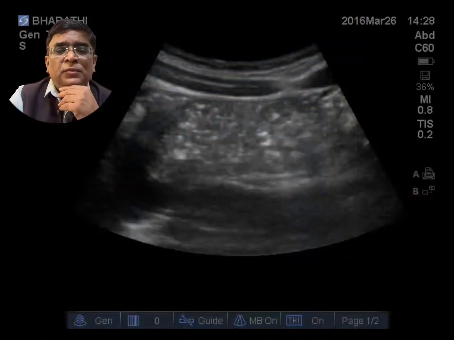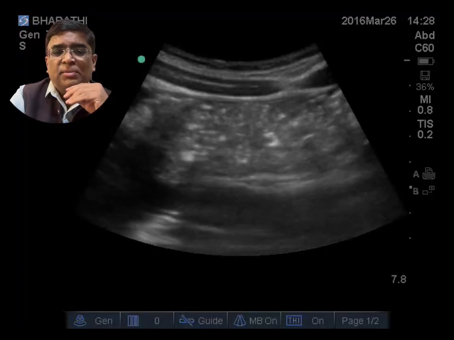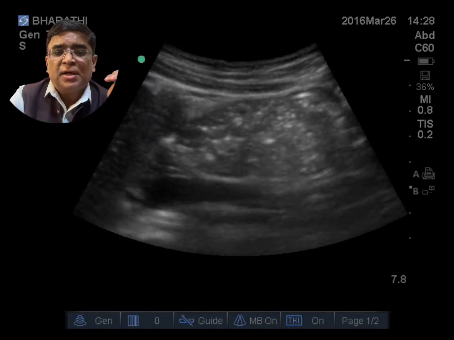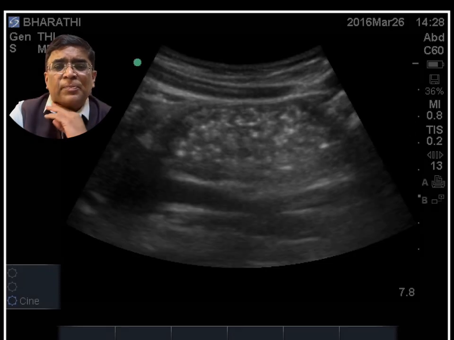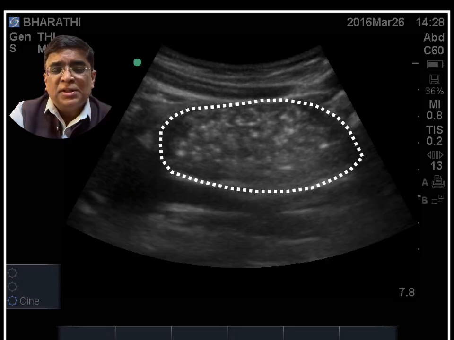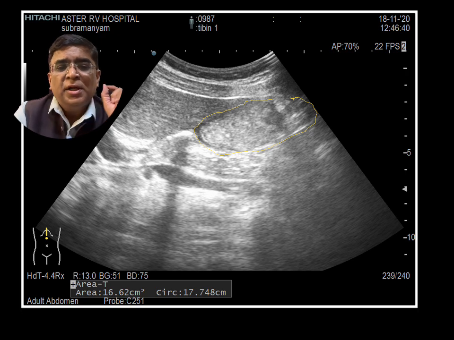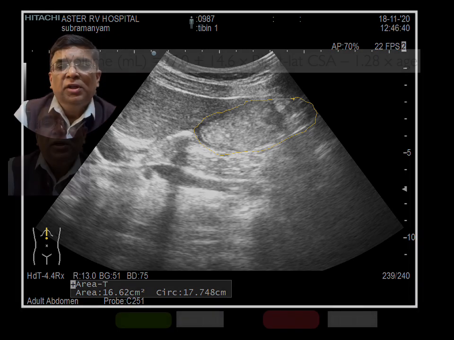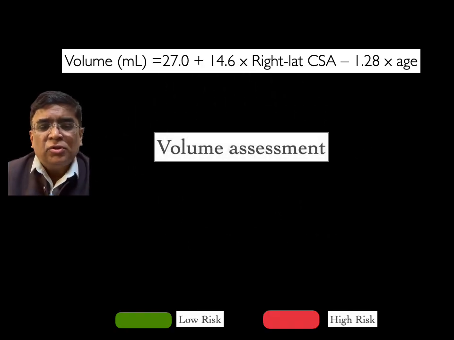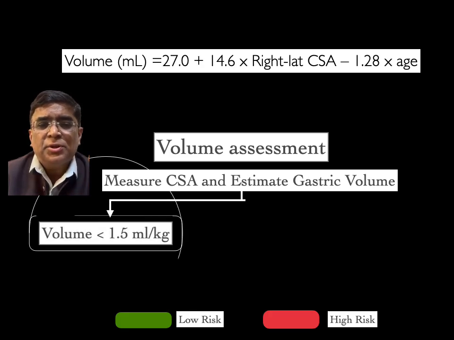Now, how to freeze and estimate? What you do is, once you identify the stomach which is filled with the contents, with the gastric antrum, you freeze the image and then you take out the cross-sectional surface area. You might measure the circumference and measure the cross-sectional surface area. Once you get this cross-sectional surface area, if you put it into the equation, you will get the residual contents. So what is the formula? You can see here the formula is mentioned at the top there. If you use that formula, you can estimate the residual volume.